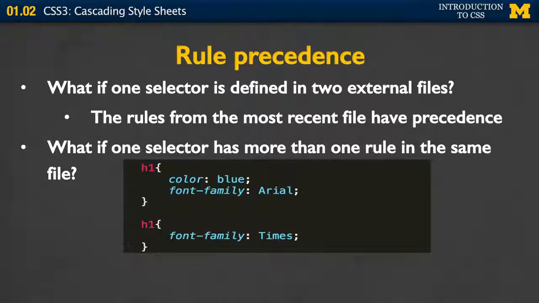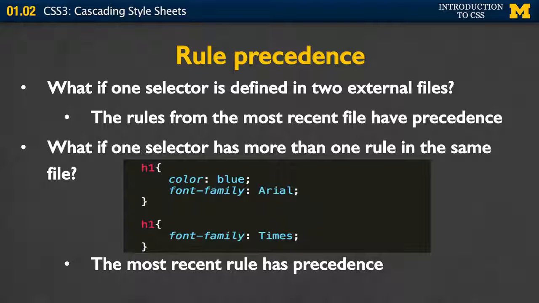So in this case, I have two rules for H1. One where I set the color to blue and I said, hey, I want you to use this Arial font family. And then later there might be a whole bunch of stuff in here, it might be nothing, and I say, hey, I want you to use the font family Times. How the browser is going to look at this is it's going to go down, and say, I'm going to make all the font blue, and I'm going to go ahead and make the font family Times. It's just always going to use the last one it saw. Okay? So again, the most recent rule has precedence, whether it was inside your code or it came from different files.